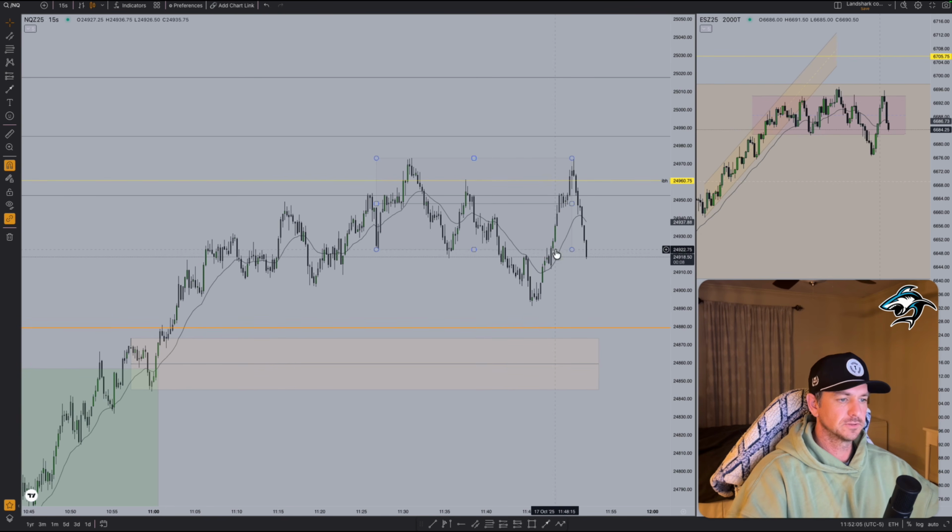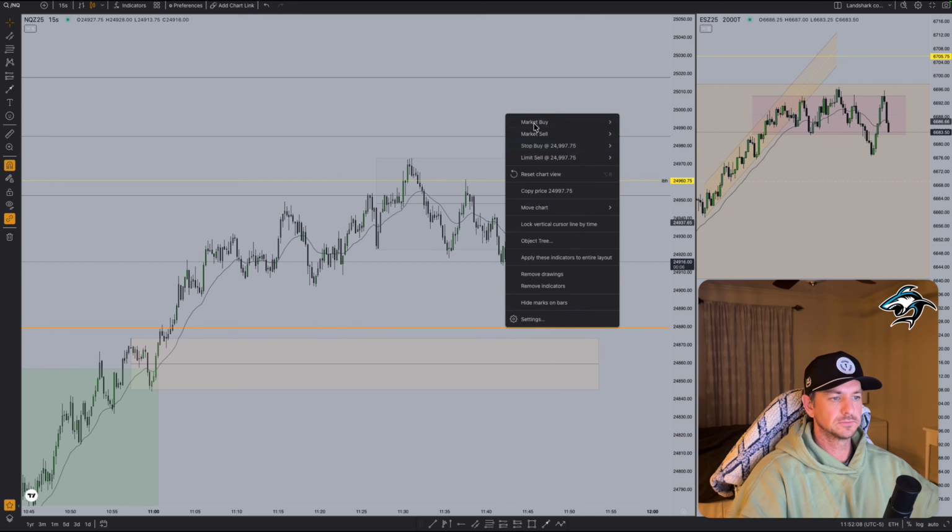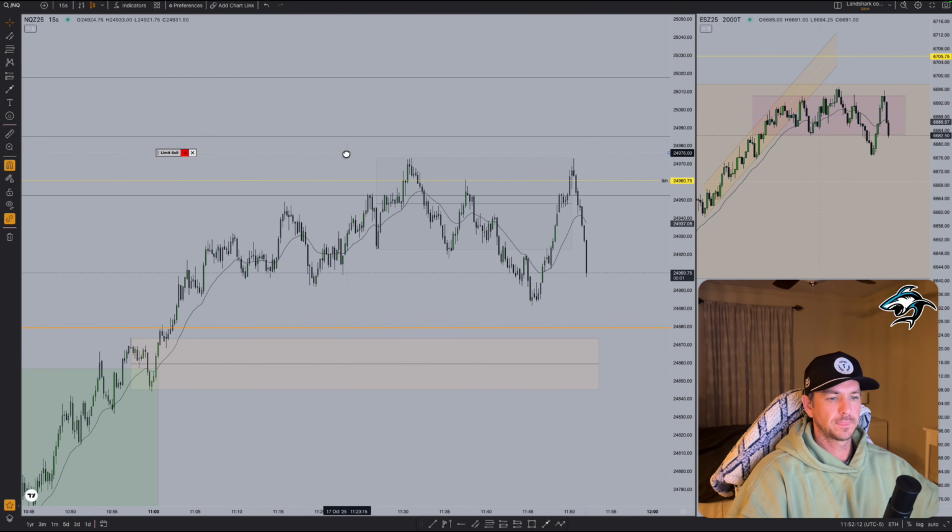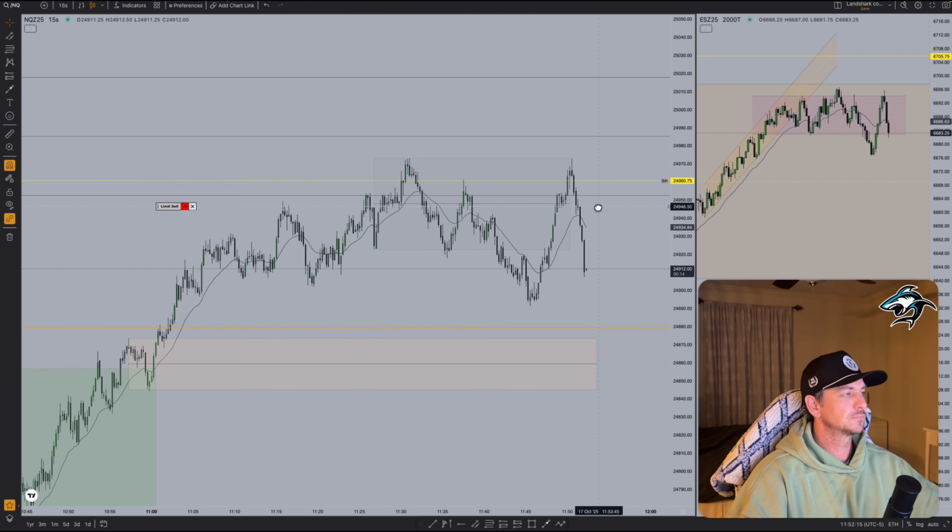And this is what I'm looking for. All right, so here we go. This is going to be the move. So sell limit, I'm going to sell 3. And again, being careful not to get caught at the bottom of the range.